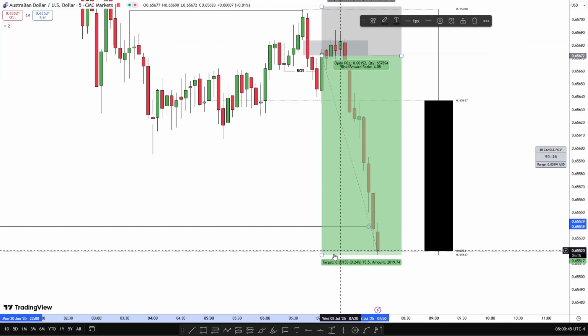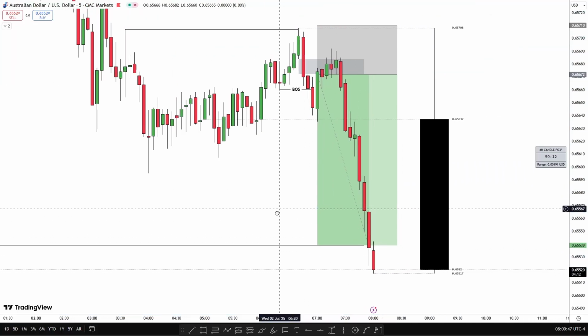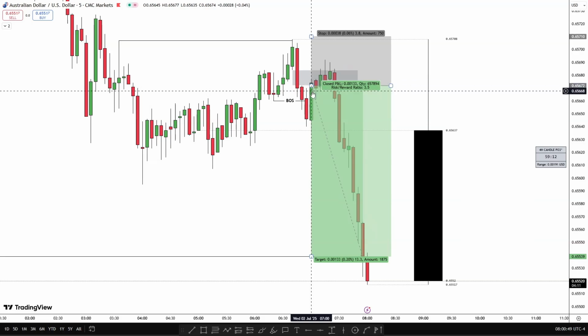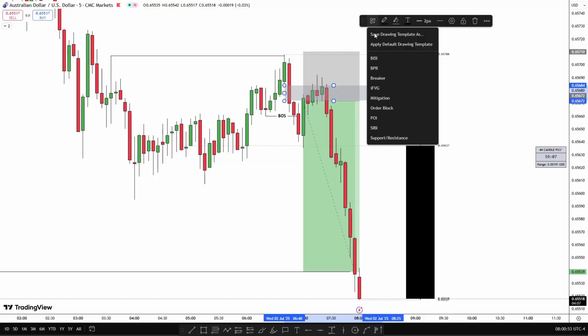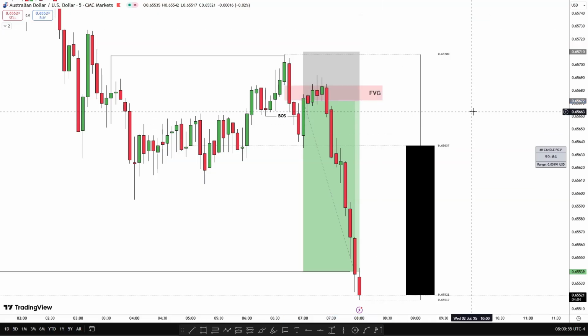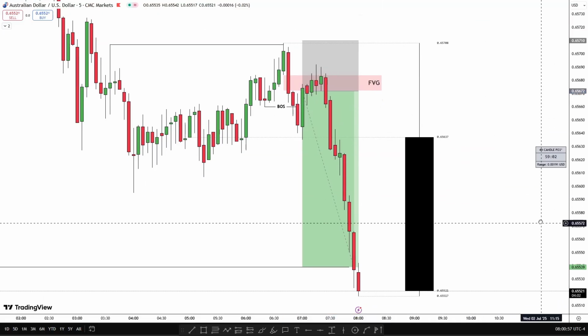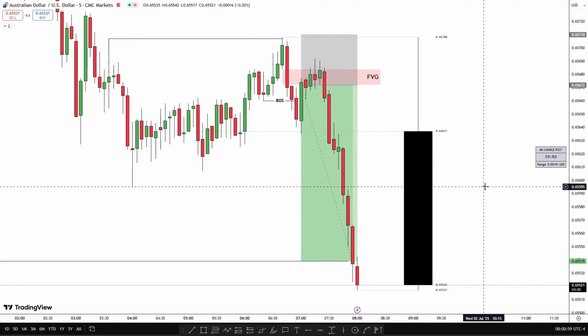And as you can see, this literally happened this morning. Entry would have been at 7 AM, bang on the dot. So as you can see, this model presents itself quite often, and it works a lot of the time. So it's a great model to learn.